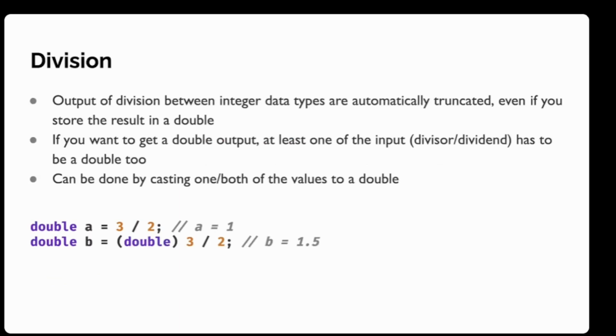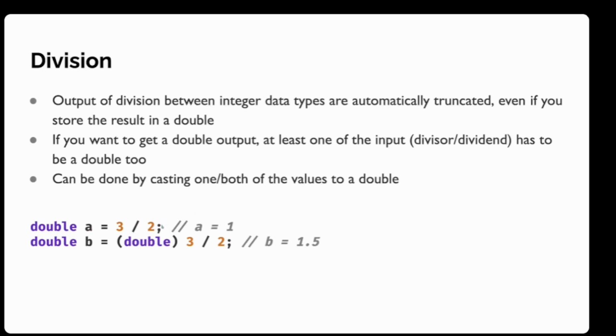So then we have division, which I think I explained too early already, my bad. So here's the same thing again. If you're going to divide two integer data types, they're going to be truncated, even if you try to store the result in a double, and that's crucial. Even if you try to store 3 divided by 2 into a double, it's still going to show 1.